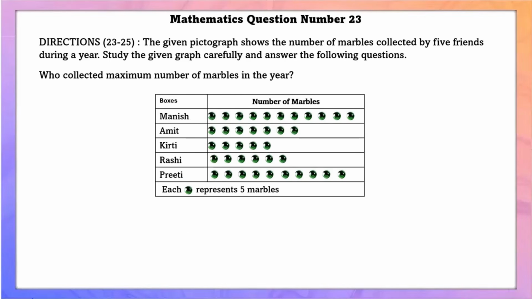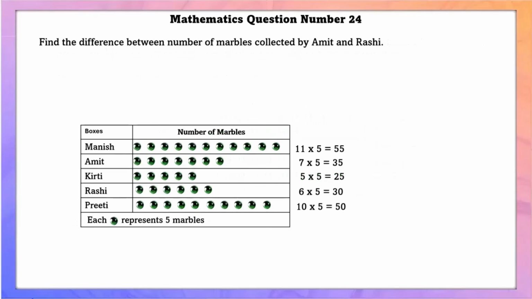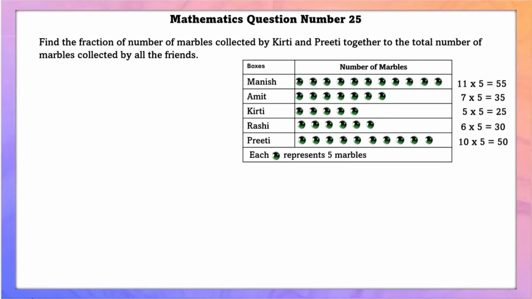Mathematics question number 23. The given pictograph shows the number of marbles collected by 5 friends during a year. Study the given graph carefully and answer the following questions. Who collected maximum number of marbles in the year? Manish collected maximum number of marbles. Find the difference between number of marbles collected by Amit and Rashi. Amit collected 35 marbles and Rashi collected 30 marbles. The difference between number of marbles collected by Amit and Rashi is 5 marbles.